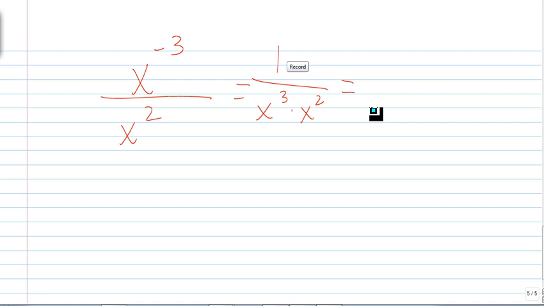Let's say that I have x to the negative 3 over x squared. Now, in this case, I gave you a negative and a positive, but remember, you only move the negative exponent. So my x to the third is going to go on the bottom with the x squared. Now, remember our product rule? What happens when you have the same base? You add your exponents, correct. So now this will be 1 over x to the 5th.